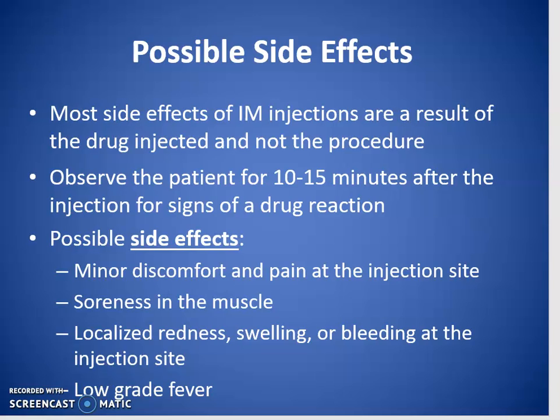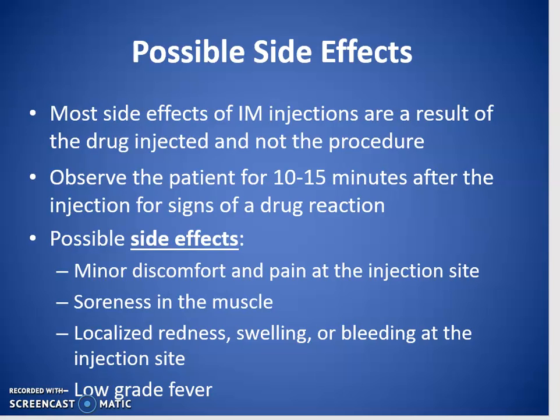So let's say you're doing a Hep B series and it's number 1. The first injection, they're probably going to have you wait for 10 or 15 minutes. If you have no reaction, you may not be required to do that for the second and third injections. Once again, facility specific, so do what your protocol states. Possible side effects are minor discomfort at the injection site, soreness, localized redness, swelling, or bleeding at the injection site.